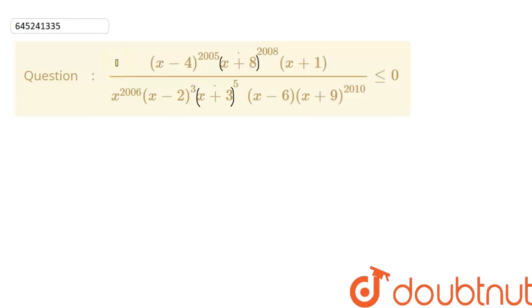Hello everyone. So today we are going to discuss one question. Here in this question we are given an expression and we need to find the value of x for which this complete expression is always less than or equal to 0.